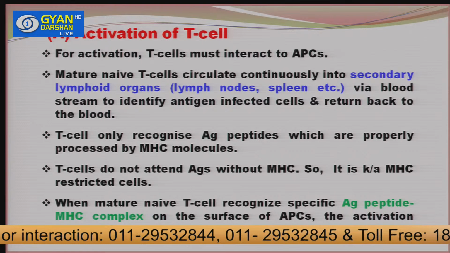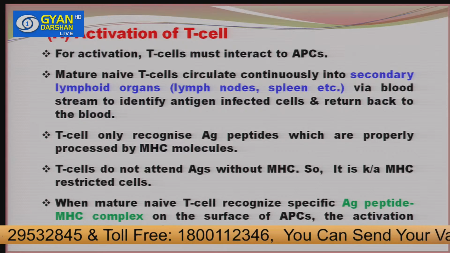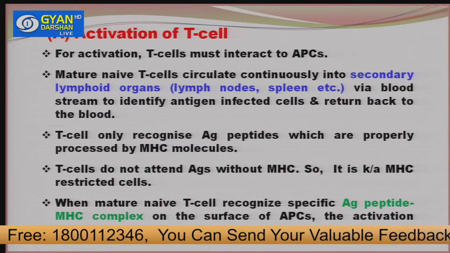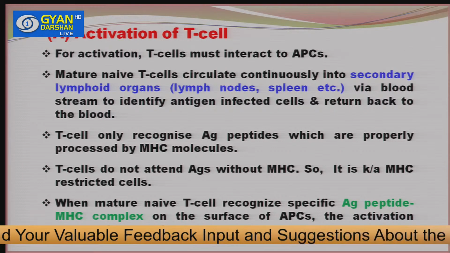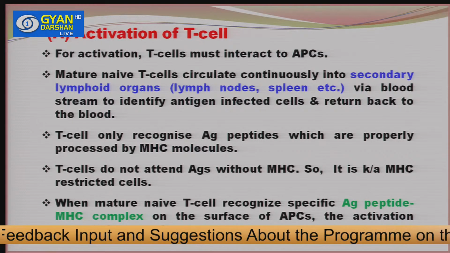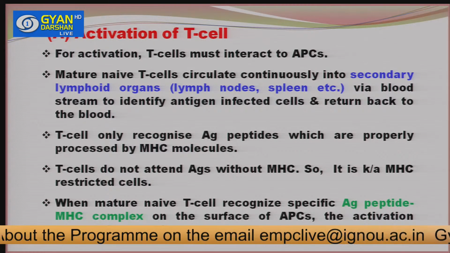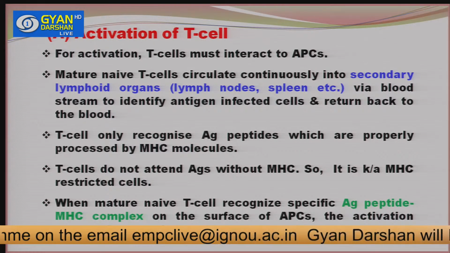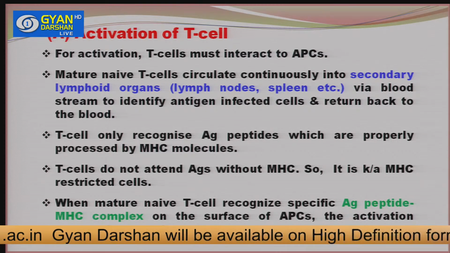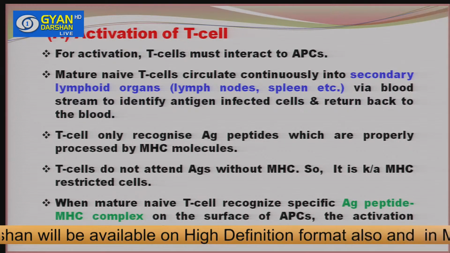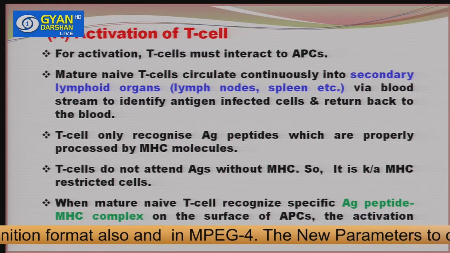The T cell only recognizes antigen peptides which are properly processed and presented by the MHC molecules. If the MHC molecule is not able to process it, the T cell will not recognize it and activation will not take place. The T cell does not recognize the antigen without MHC, so it is known as an MHC restricted cell. Without MHC, they will not activate.